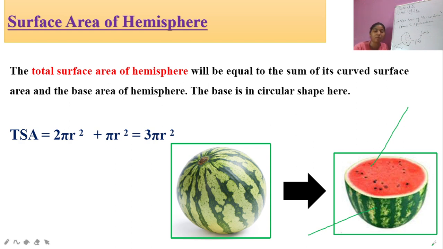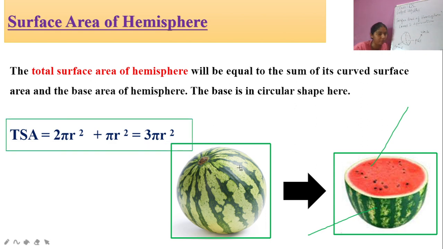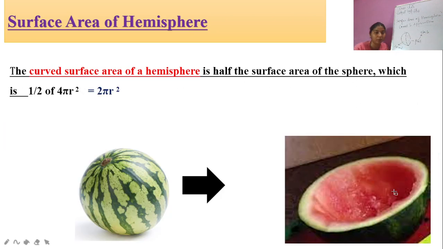So from there we will come to know the total surface area of a hemisphere, that is 2 pi r square plus pi r square, equal to 3 pi r square. So whenever you have to calculate all the parts of it, flat as well as curved, then you have to calculate the total surface area. Okay, let's see what about the curved surface area.